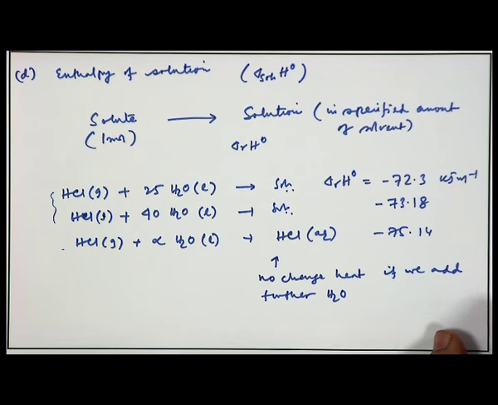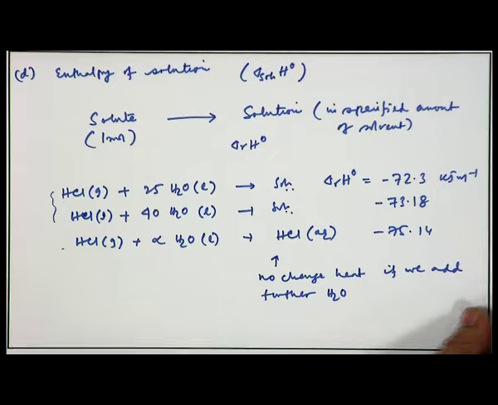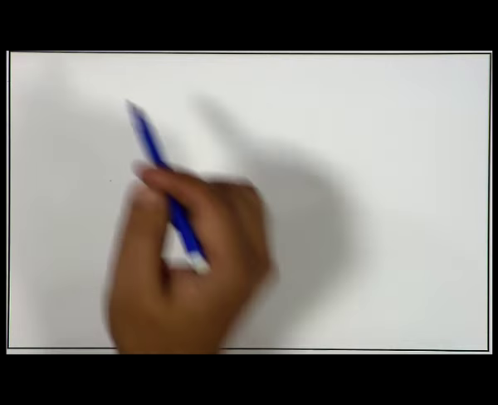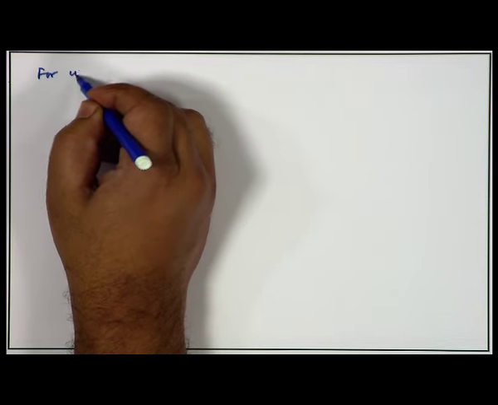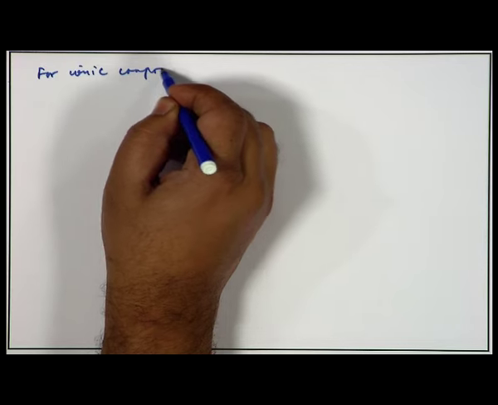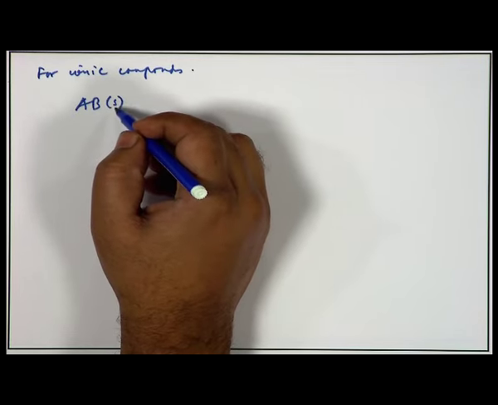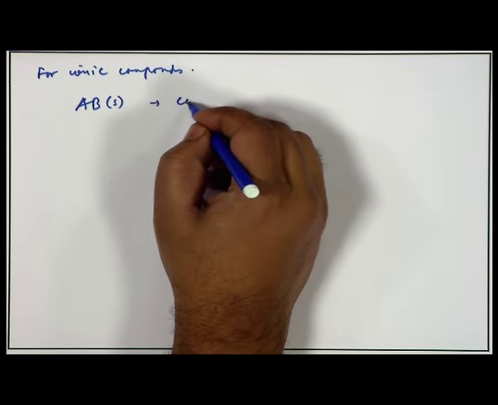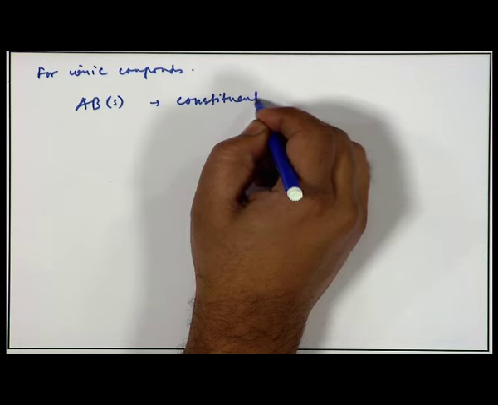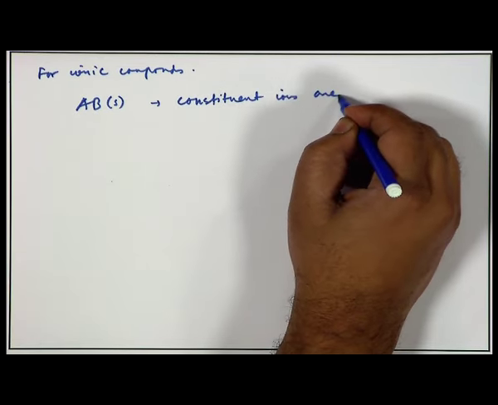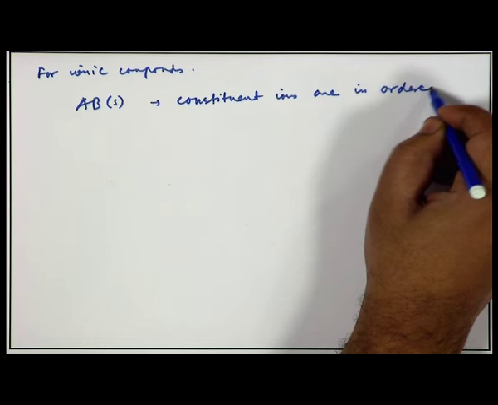So, we will talk about heat of solution, and that will depend upon the amount of solvent we use. For ionic compounds, it is basically a little special. So, we take a simple AB as solid, and now the AB salt will be constituted by some ions, and the constituent ions are in an ordered state when they are in solid form, in an ordered crystal lattice.